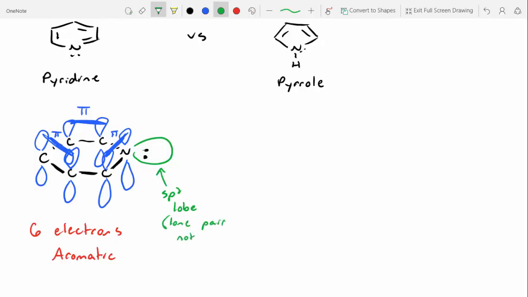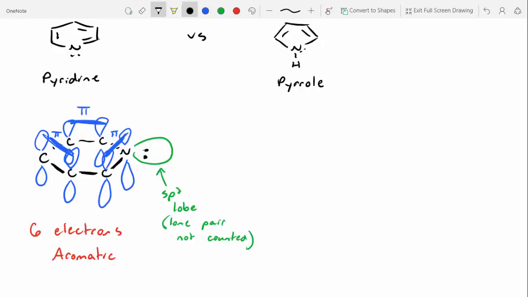Lone pair not counted. All right, let's do the same thing with pyrrole now. Why did you count the one with the negative charge as aromatic? That's a good question. If you look at that negative charge, that lone pair can be located in a p orbital, and the hydrogen could be in the sp2. So let's take a look at pyrrole, and then we'll come back to that.